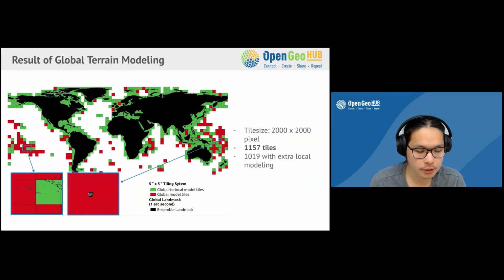We created the local tiles that we mentioned, 2,000 by 2,000 pixels, and we have 1,157 tiles. Some of the tiles don't have enough spaceborne measurements. For example, the tiles marked red cover some small Pacific islands, so they don't have enough spaceborne measurements. Those have no extra local model, but we still use the global model to predict the terrain height. And this is how we run this model.